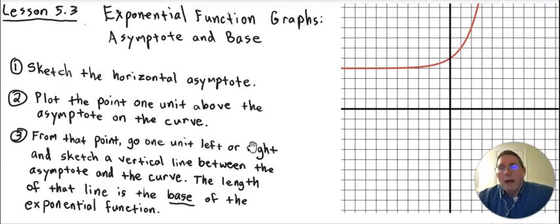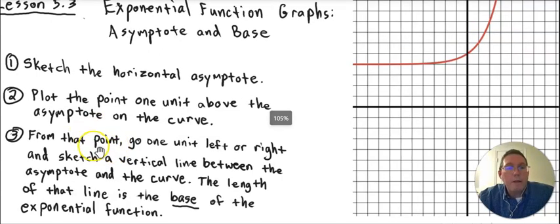And I'm going to show you how to listen to the graph. After you go 1 unit left or right from this point in step 2, you're going to sketch a vertical line, an up and down line. The asymptote is a horizontal line. Sketch a vertical line between the asymptote and the curve. I'm going to show you what that looks like. The length of that line is the base of the exponential function. All right, so let's do all of these 3 steps.